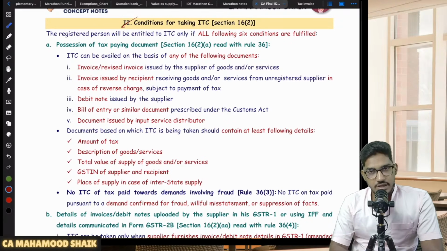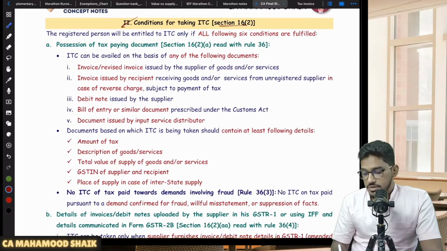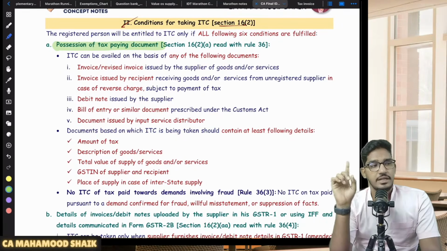Sir, what are the conditions which are required to be fulfilled in order to avail that input tax credit? That is addressed under 16 subsection 2. In that 16 subsection 2, we have various clauses. Each clause will be talking about one condition. So let us try to understand the first condition. Number 1, you must be in possession of a tax paying document.